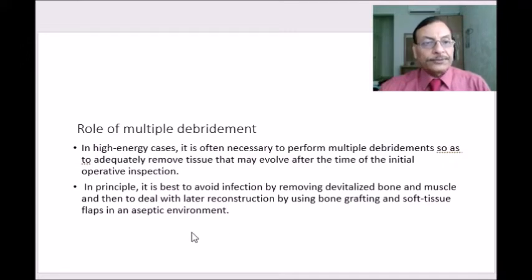So sometimes there may be a role of multiple debridements, especially in high energy trauma cases. So in principle, it is best to avoid infection by removing devitalized bone and muscle, and then to deal with later reconstruction by using bone grafting and soft tissue flaps in an aseptic environment.